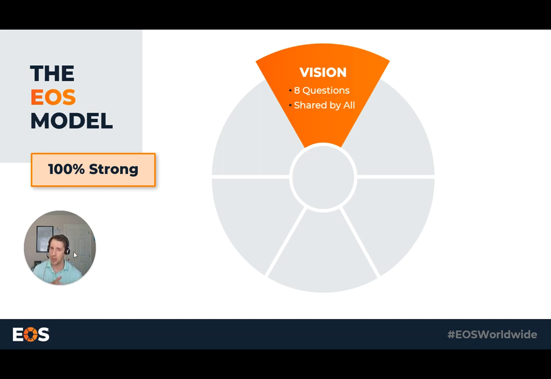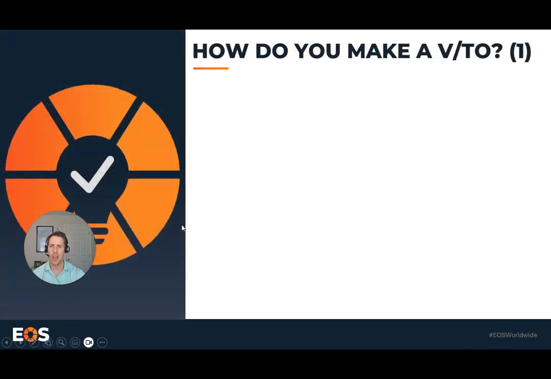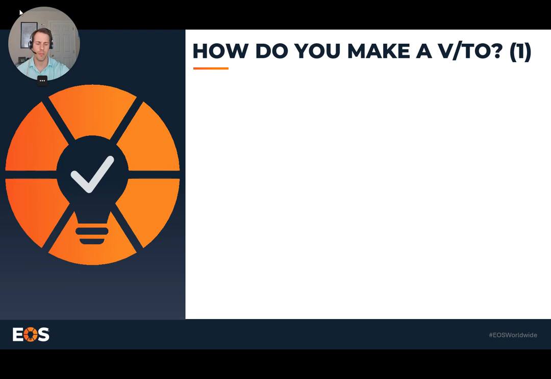So if that's not happening, that's an issue, and probably something needs to happen in terms of the leadership team needing to be all on the same page in terms of this state of the company address. And so guys, that's the vision component, and what I showed you was what 100% strong looks like in the vision component. So how do you actually make a VTO?